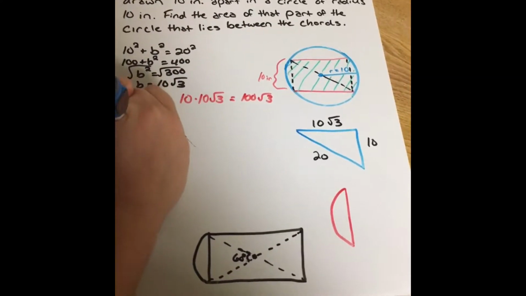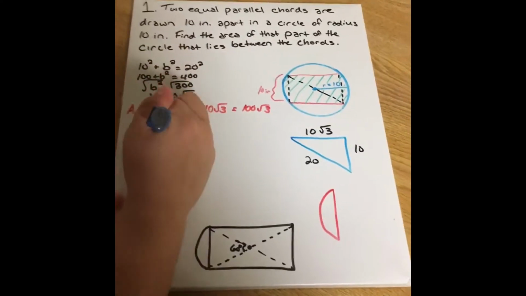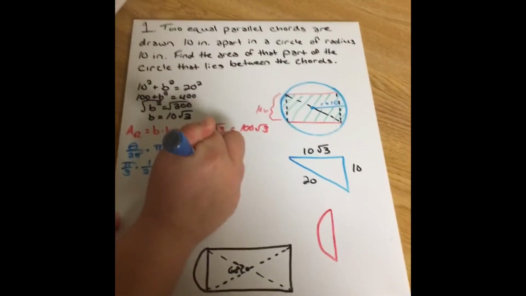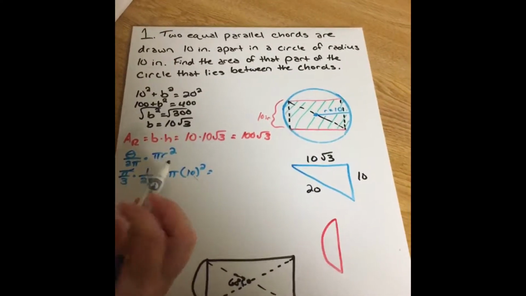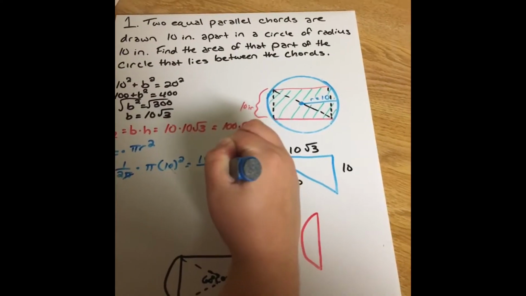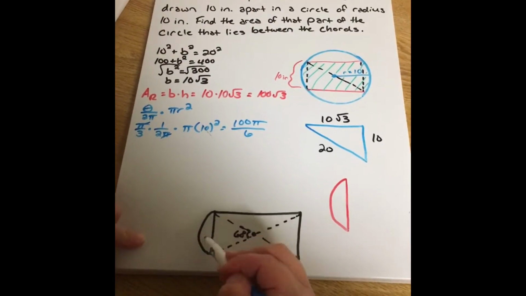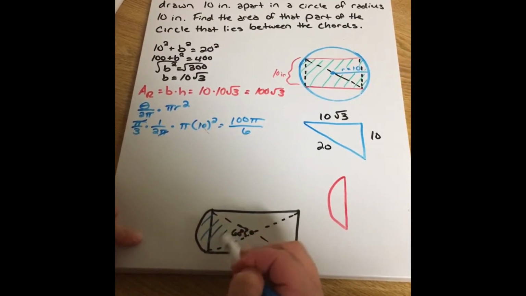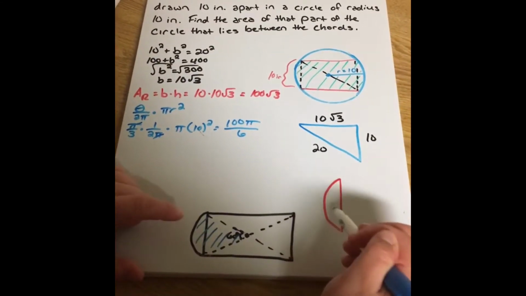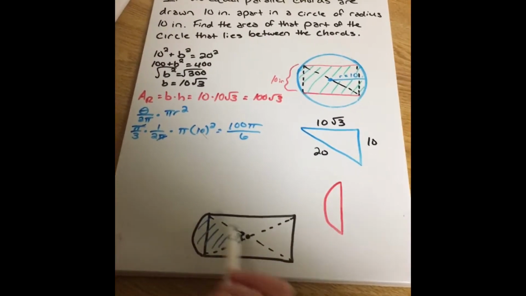So you have pi over 3 times 1 over 2 pi. All I did was separate this fraction to make it easier, times pi and our r squared, which is 10 squared. So here your pi's cancel out. So you're left with 100 pi over 6. However, we're not done, because that found the area of this whole entire region here. And we just want the area of this little region here. So in order to do that, we have to subtract the area of this triangle.